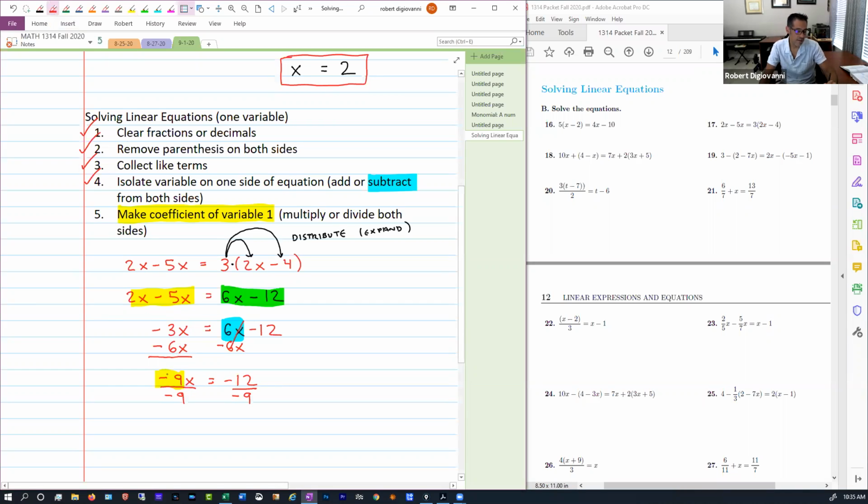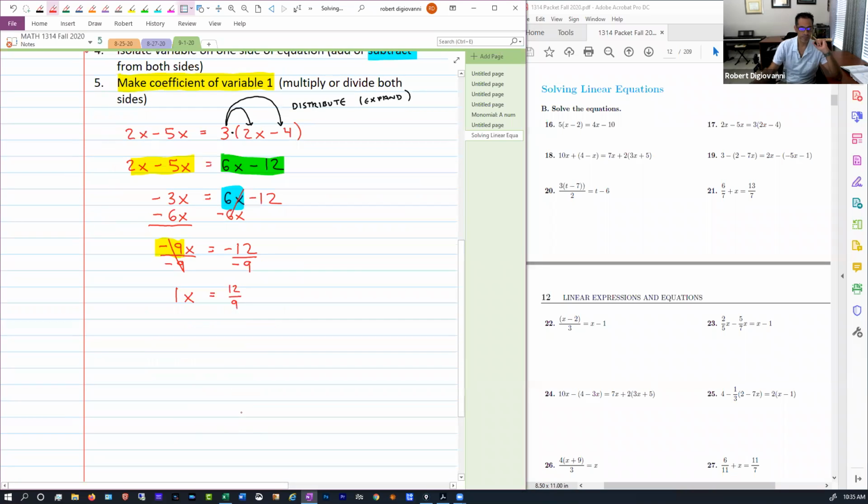And negative 9 divided by negative 9 gives you a 1, so we actually have 1 in front of the x. On the right-hand side, a negative divided by a negative would be positive, right? So we should have 12 over 9. But that fraction reduces, right? 3 goes into both of those. And I'm not going to write the 1 in front of the x anymore because it's understood that it's there. So we should get 4 over 3. There we go.